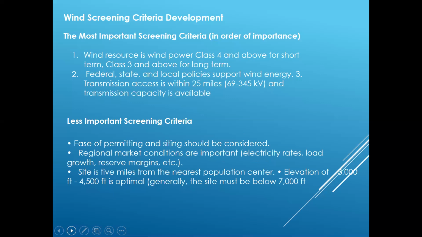Here again we are going to discuss wind screening data and how it is going to be implemented. The most important screening criteria in order of importance, and next the least important screening criteria. Here you can check it out. The most important is that the wind resource is in wind power class 4 and above for the short term, and class 3 and above for the long term. The class is nothing but the speed of the wind. Due to the speed of the wind only can we generate electricity consistently. That's the reason they classify into classes. So that is the top priority we must give for wind. Next slide.